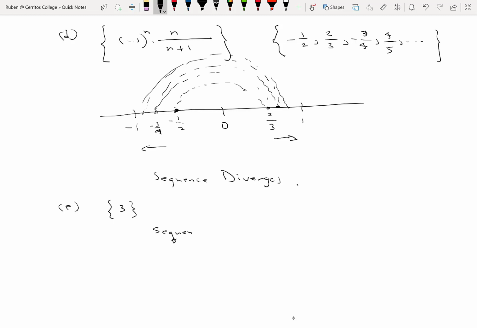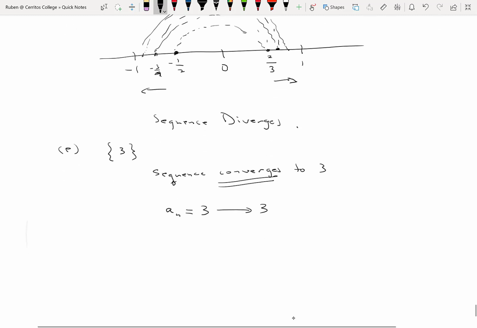In fact, what does it converge to? It converges to 3. For a sequence to converge, that means as n gets very large, a sub n needs to become arbitrarily close to, in this case, 3. A sub n equals 3. The limit of 3 is 3 as n approaches infinity. The limit of a constant is the value of the constant. So the sequence converges to 3.